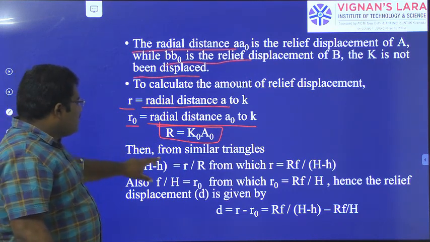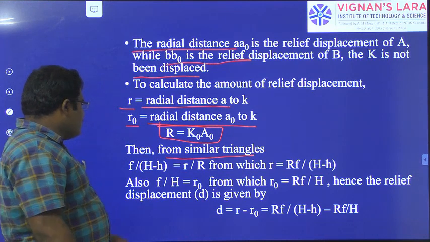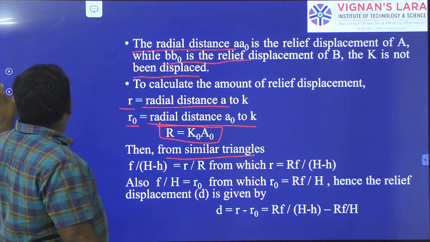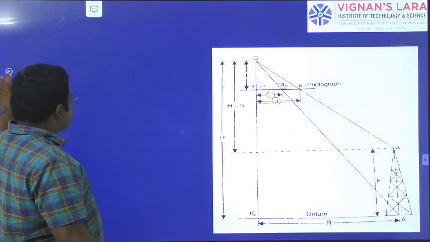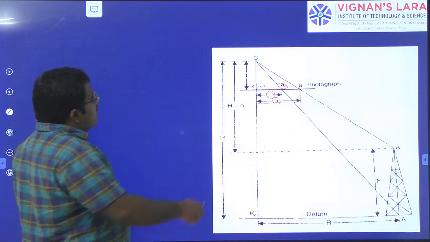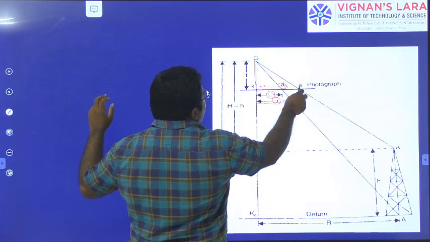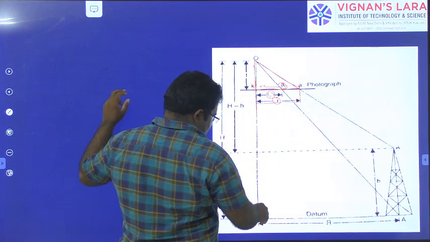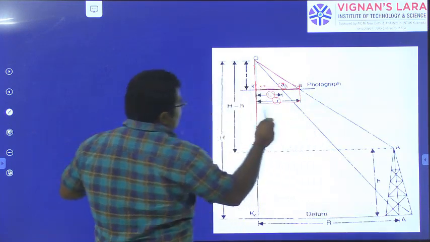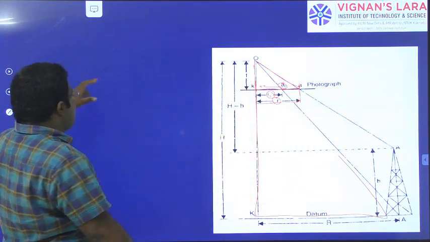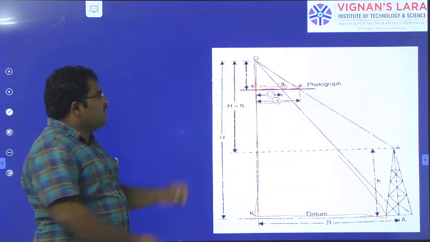Then from the similar triangles, which triangle? This one, O K A A0. This is one triangle. You can see from these triangles, please remember this, here the distance is F.